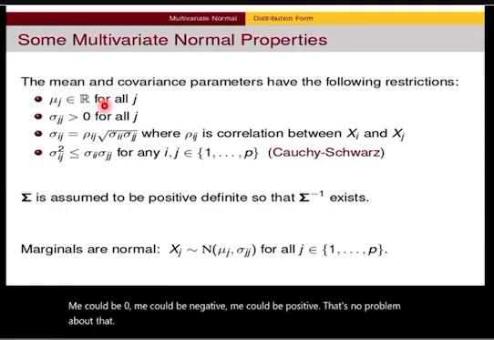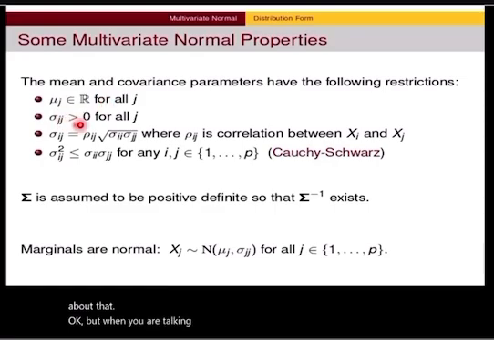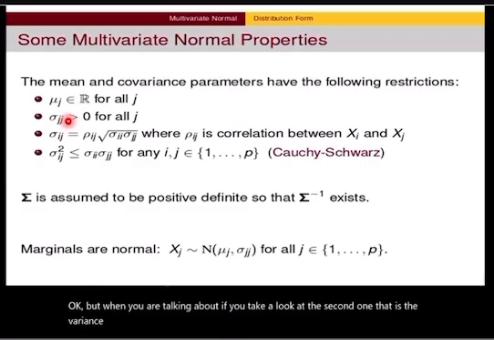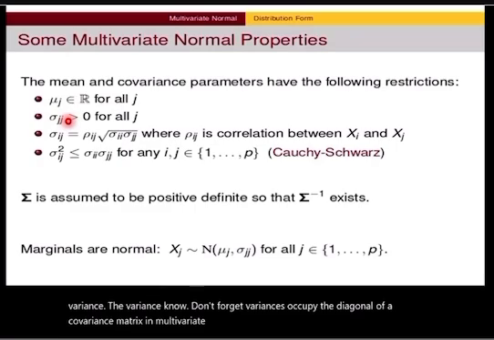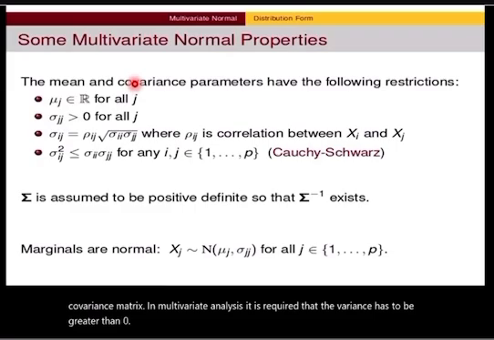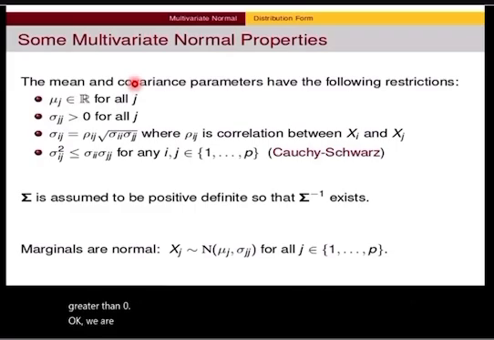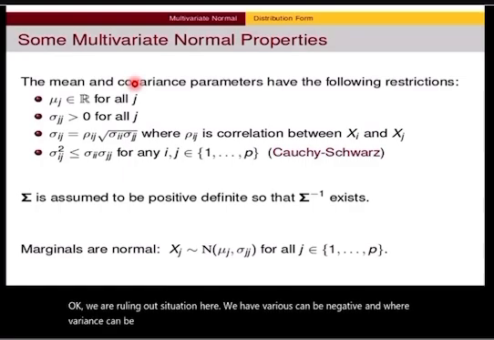But if you take a look at the second one, that is the variance. Don't forget, variances occupy the diagonal of a covariance matrix in multivariate analysis. It is required that the variance has to be greater than zero. We are ruling out situations where variance can be negative or zero. That situation is not going to happen. That's what we mean.